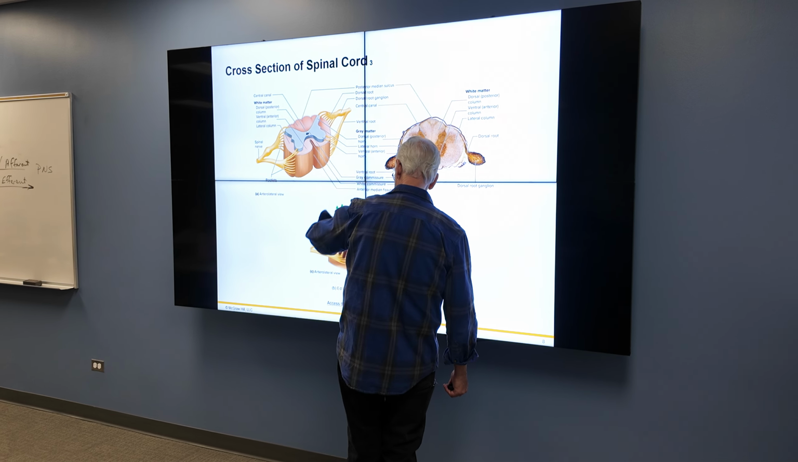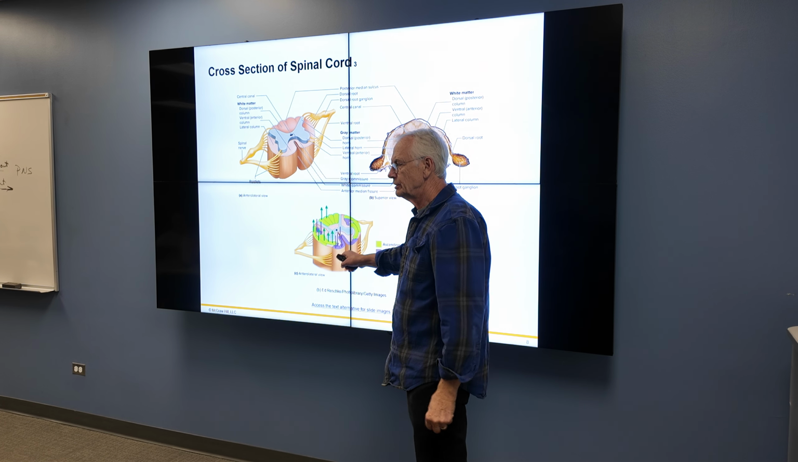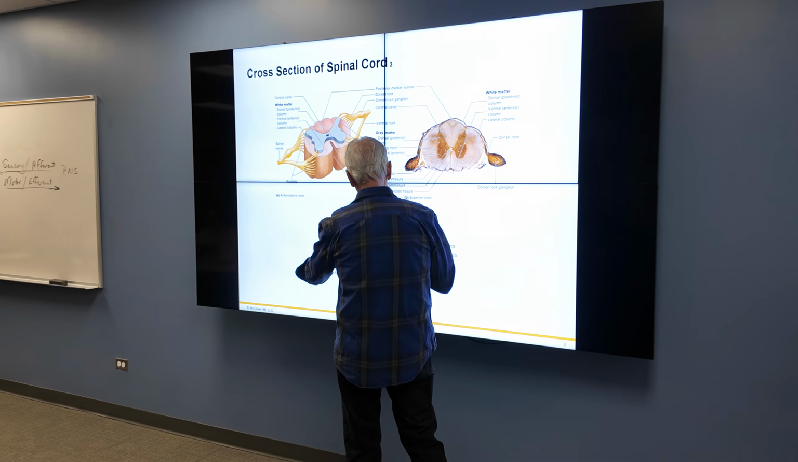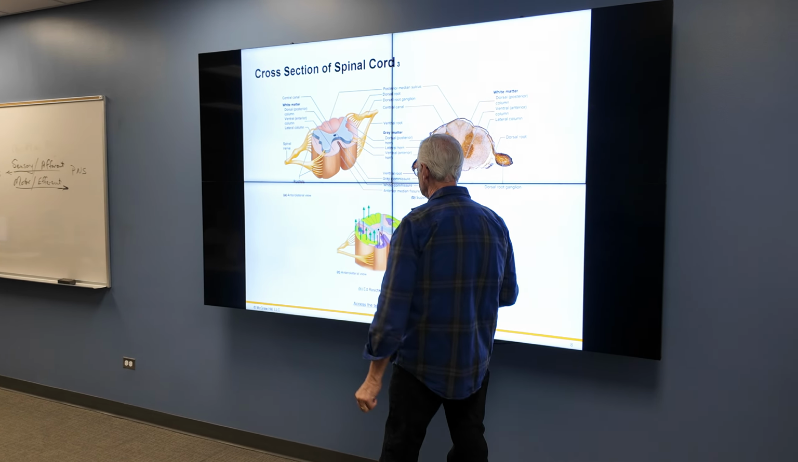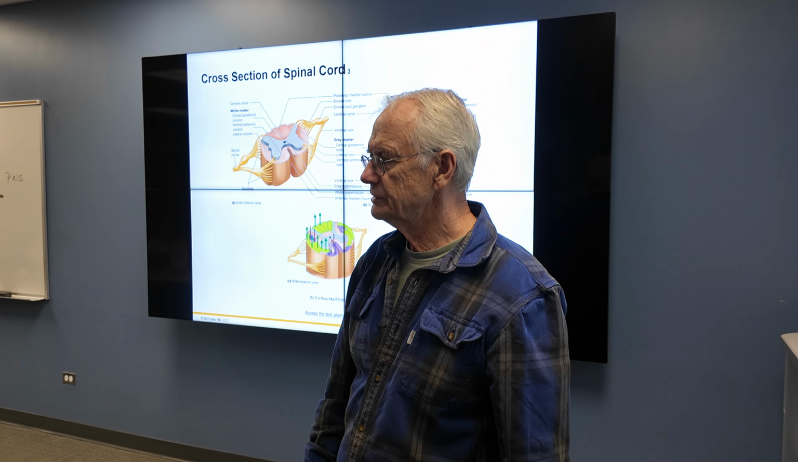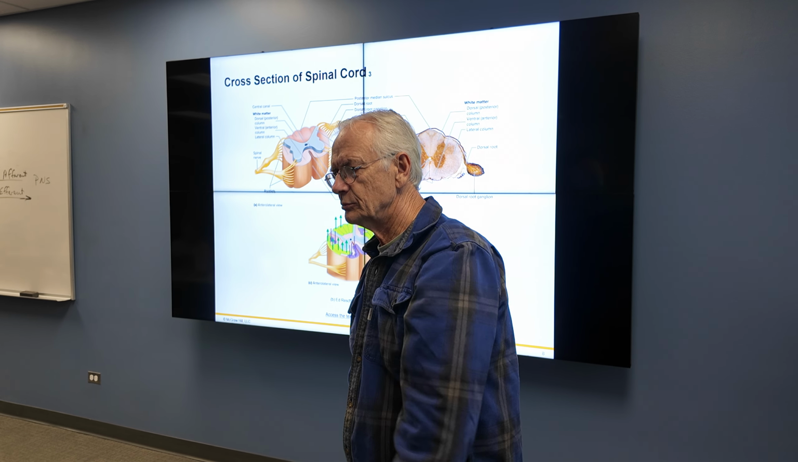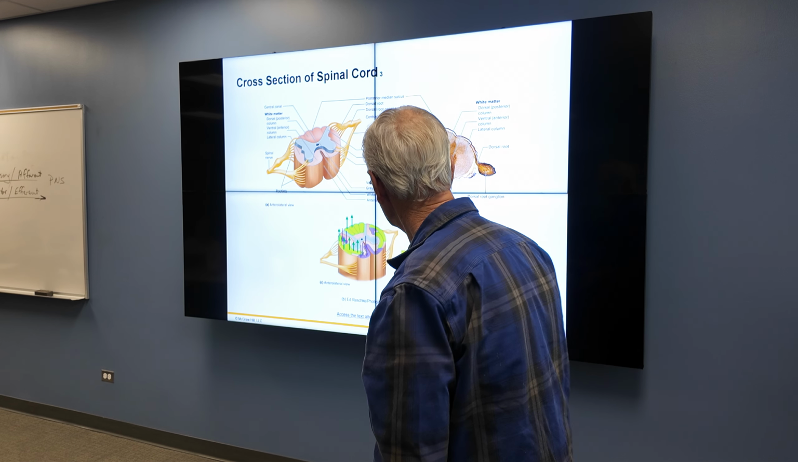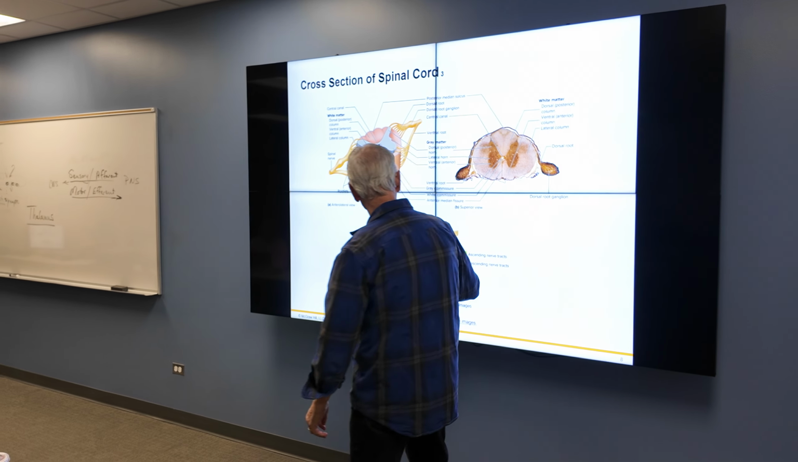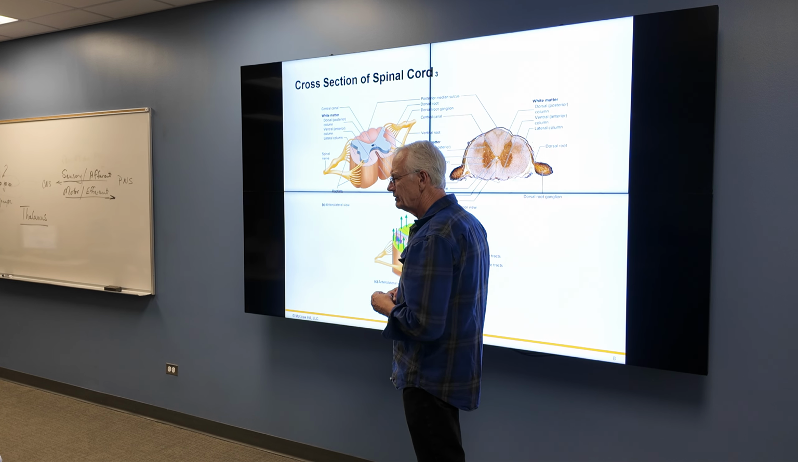Information up, information down. These are tracks. These aren't nerves. Once we get out here, these are the nerves. These are the ascending and descending tracks. Sensory, motor tracks. Ascending tracks are sensory. Descending tracks are motor, passing along the cord here. And notice where they're located. They're located in this area. Is that the white matter or the gray matter?